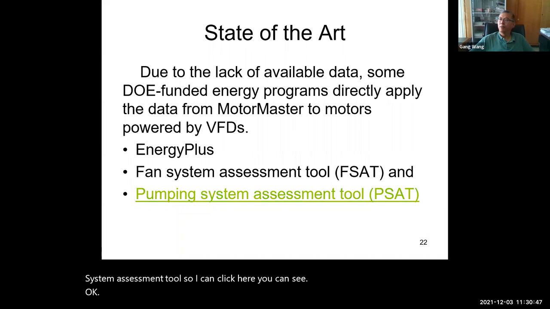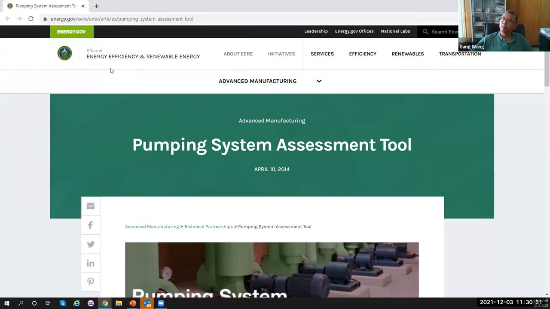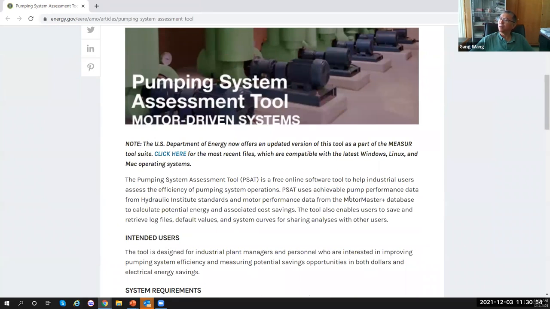Okay, this one is from the DOE website. You can see here the term: motor performance data from the MotorMaster database. So DOE recommends you to use motor performance data from the manufacturer, which is tested powered by the power grid, not powered by VFD. So can we use it? This is my question. Can we use the motor performance data obtained from tests using the power grid?